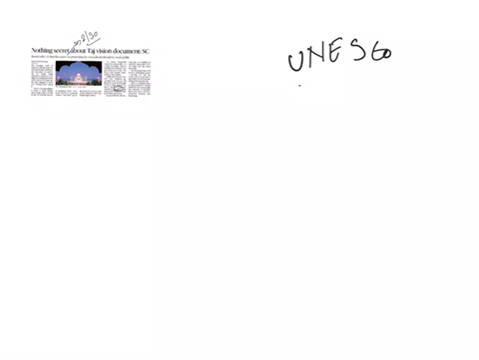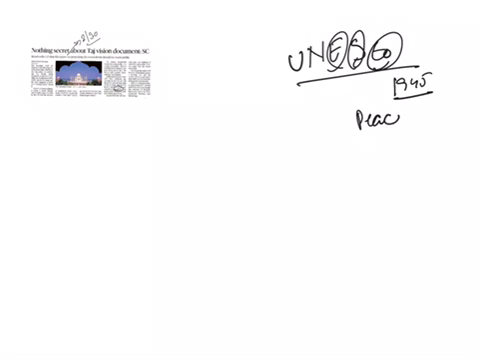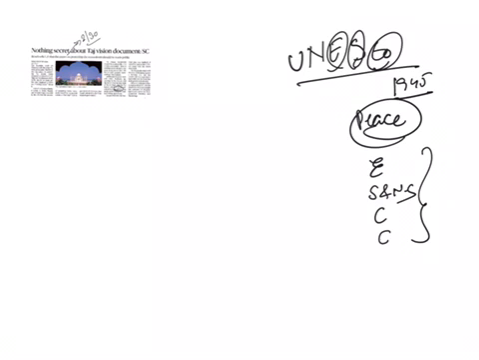United Nations Educational, Scientific and Cultural Organization. This was founded in 1945. According to this agency, peace can be built. Peace can be brought into the minds of people through four ways: education, social and natural science, culture and communication. These are the four means through which peace can be built in the minds of men.